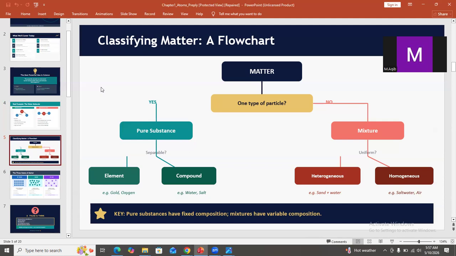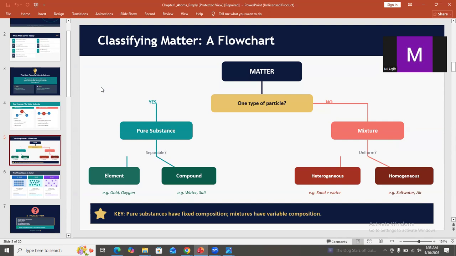So a homogeneous mixture is something that is very uniform. Homogeneous means uniform. So for example, air is a mixture. Air has carbon dioxide, it has oxygen, it has nitrogen, it has helium, neon, argon, so many gases, but it's a uniform mixture.